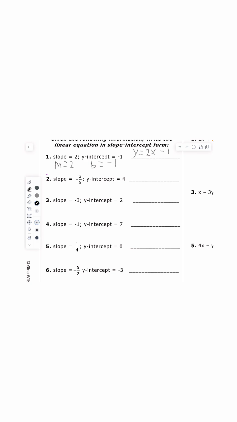So again, number 2, m equals negative 3 over 5, and b will equal 4. So going to our original equation, again, we'll start at y equals. In front of x is negative 3 over 5. That's the m, so it'll be attached with the x. The y-intercept is 4, so it'll be plus 4. Next example, slope equals negative 3, so y equals negative 3x, and the y-intercept is positive 2, so it'll be plus 2.